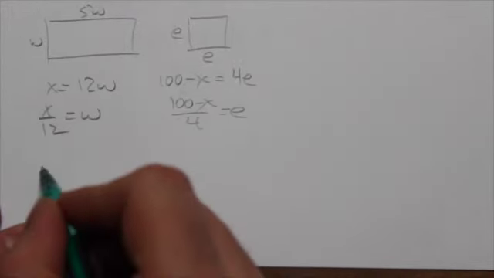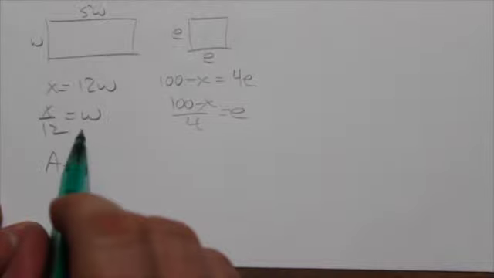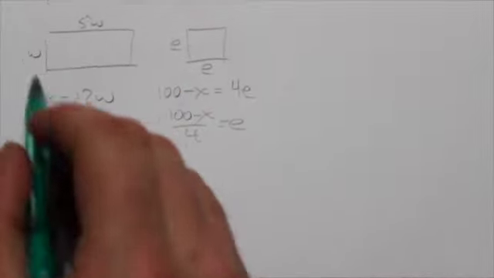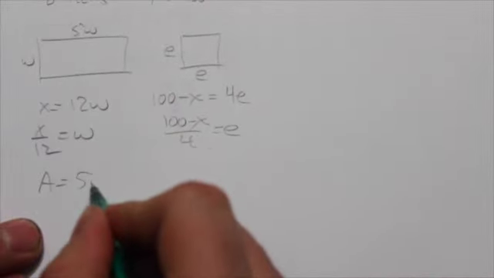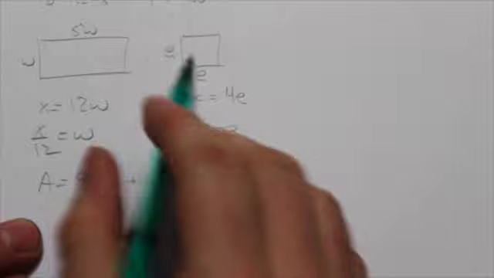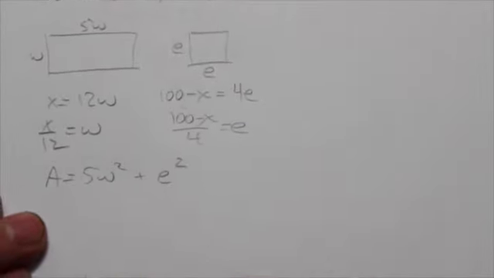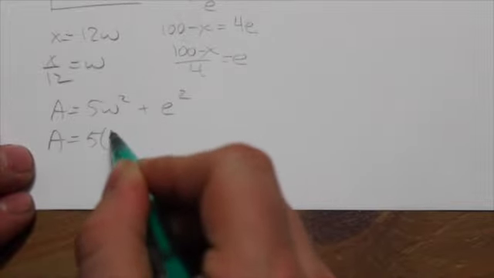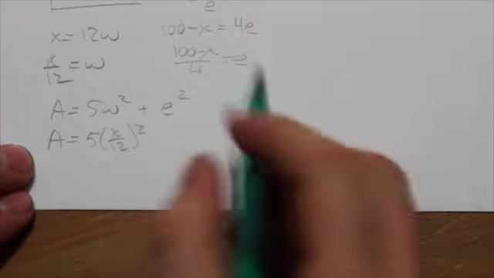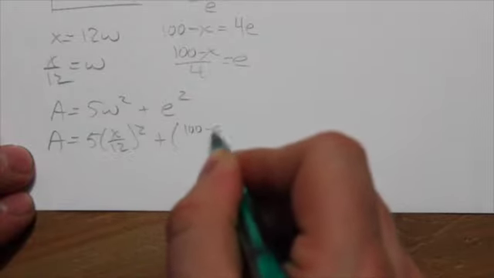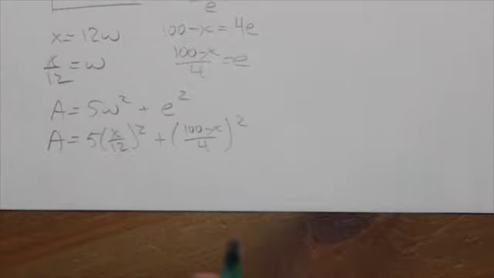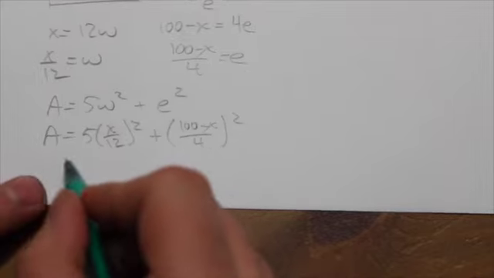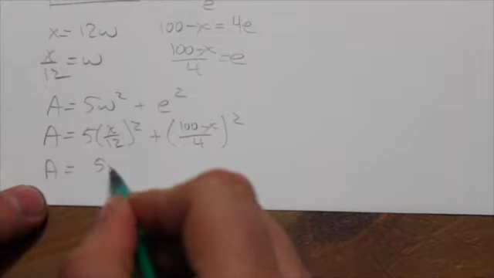So the sum of the areas here. The w is x over 12, but let's go back to this. The area of that rectangle is going to be 5w squared. The area of the square is going to be e squared. Now I can make a substitution, plugging in the expressions that I just evaluated a few seconds ago, and I now have this in terms of x. And I might even expand this out a little bit further.